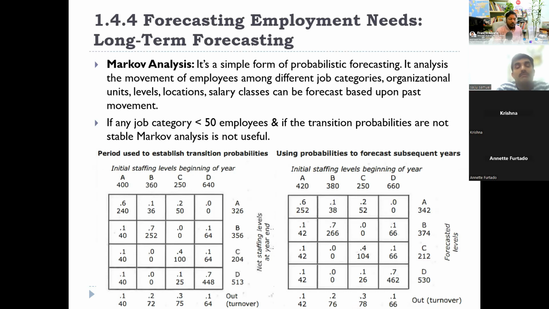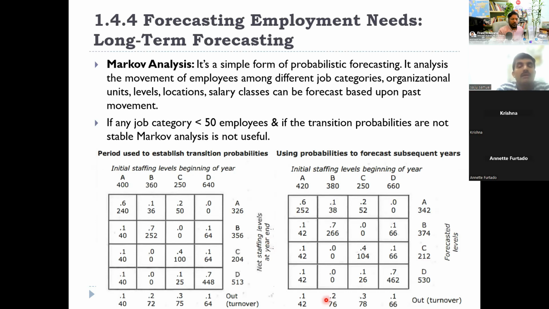But 400. Yeah, 400 has been split into 240, 40, 40, 40, 40, right? Correct. If you go vertical it is 400. If you go horizontal you'll get 326. Correct. At the end of the year, department A started with 400, ended with 326. Department B started with 360, ended with 356. Department C 250 and ended up at 204. And department D started with 640, ended up with 503. Right? Correct.